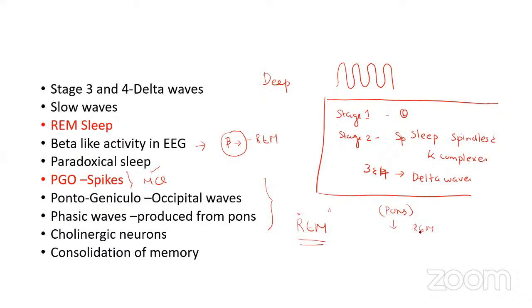What is the significance of these waves? They are involved in consolidation of memory. So it's another MCQ. Consolidation of memory occurs in which stage of sleep? The answer is REM sleep. So we have discussed many MCQs. EEG and sleep is a very important and interesting area. You get the maximum number of MCQs from this area.